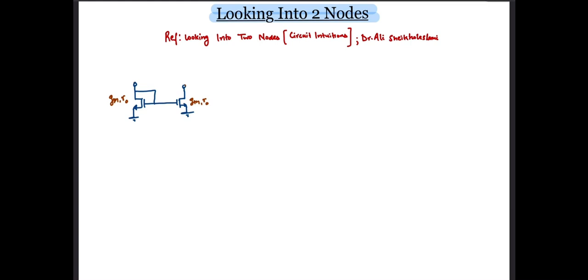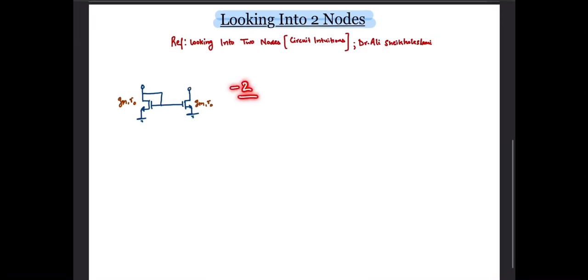For instance, the input impedance across a cross-coupled pair finds useful applications as it turns out to be minus 2 over Gm. A quick disclaimer that this concept is borrowed from Dr. Ali's article published in the Solid State Circuits magazine. Let's dive right into the topic of today's video.